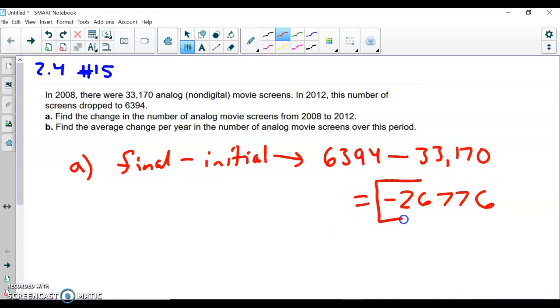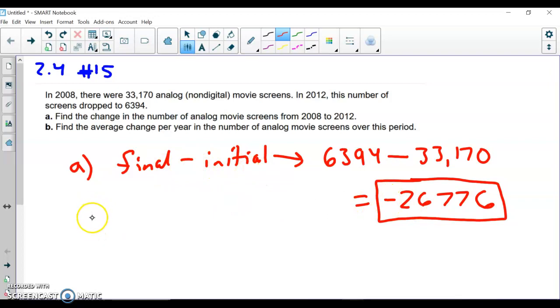Notice that it's negative, and the reason why we have a negative value there is that the amount of change is negative, right? It started at 33,000. It's going down. It went down by almost 27,000 movie screens. So the fact that it went down is indicated by the negative sign. Now, if you stick with the final minus initial, final meaning where it ended up, initial meaning where it started, so 6,394 less where it started, 33,170. If you do it in that order, you should always get the right sign.